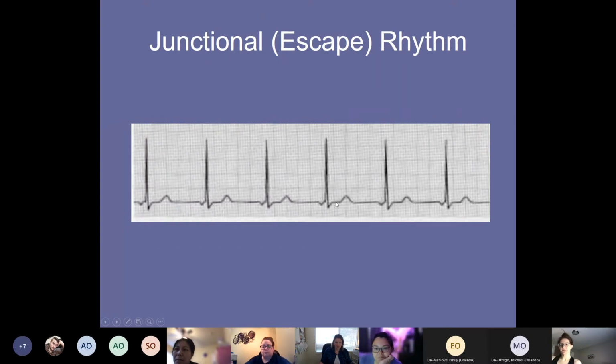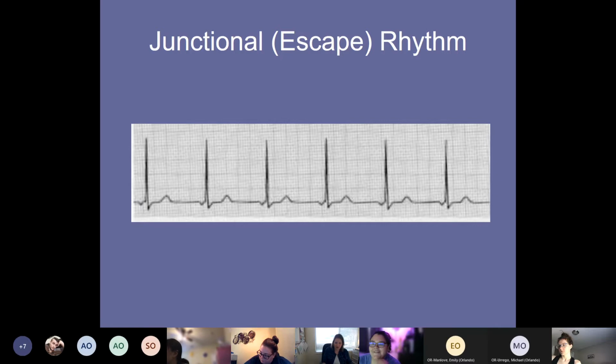It's every single beat, so it's its own rhythm. It's no longer a sinus rhythm because the P wave is not coming from the SA node. It's now coming from the junction, the AV junction. So this is its own rhythm. It's a junctional escape rhythm.